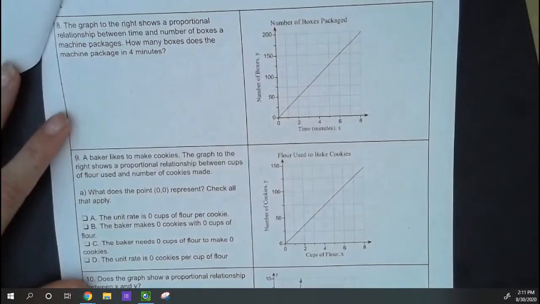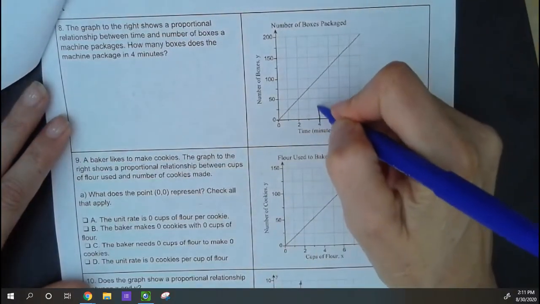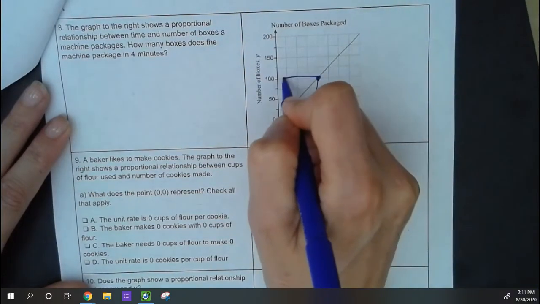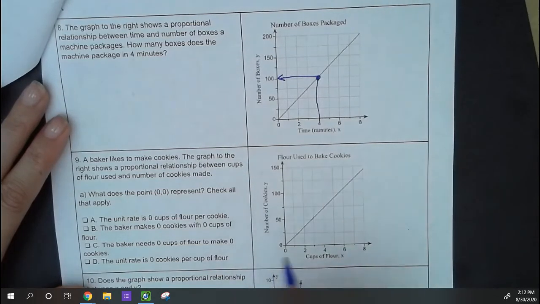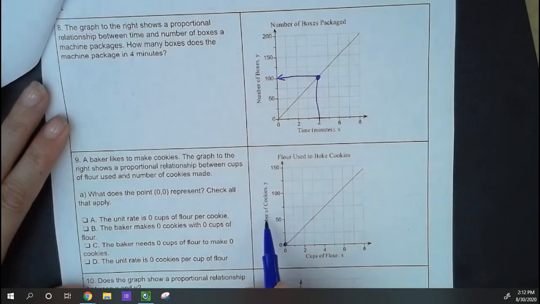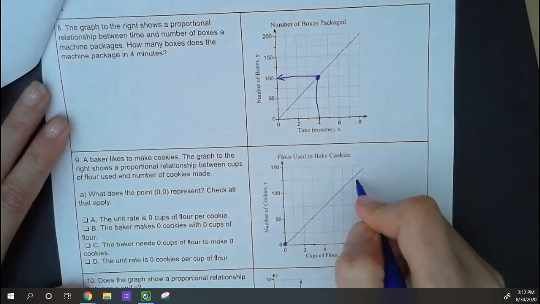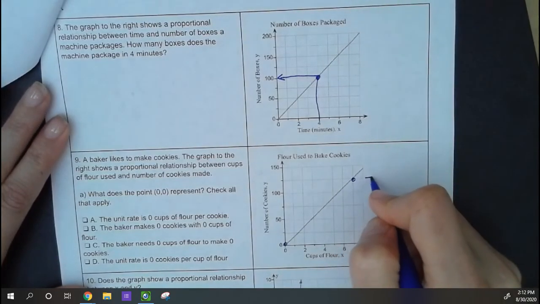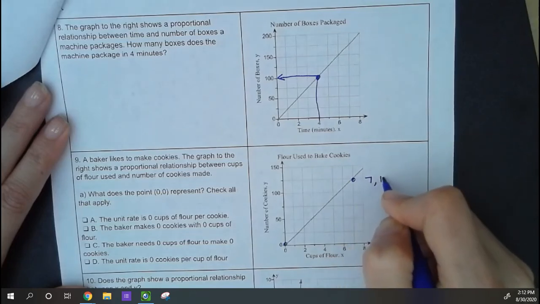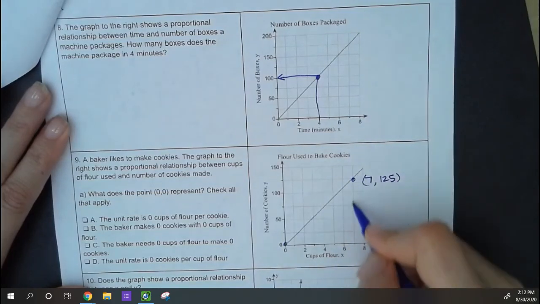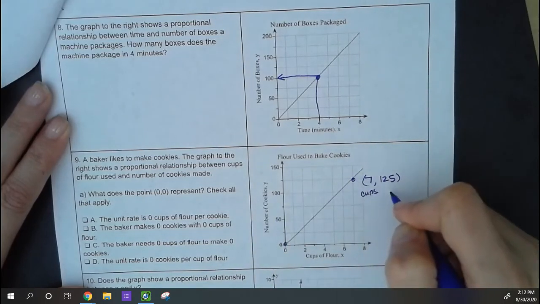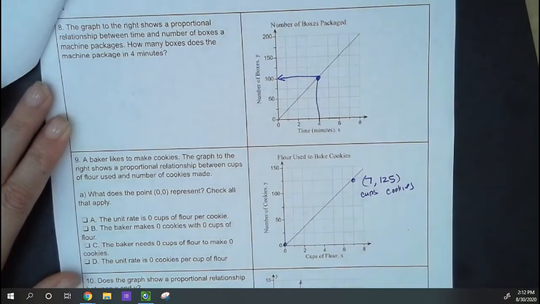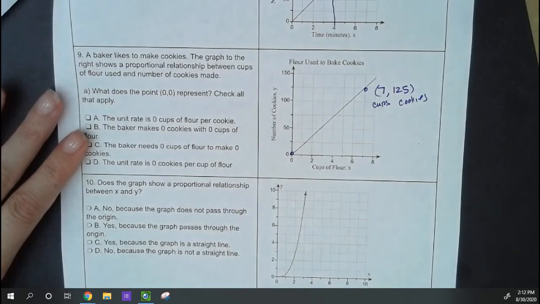So let's see. How many would he bake in 4 minutes? You'd go up on the graph and then you'd look over to answer that question. Go up to where it hits the graph. What does the point 0, 0 represent? Well, for 0 cups of flour, you're going to get 0 cookies. Okay, so what does the point, maybe this one right here, represent? That represents 7 and 125. So that point there would represent 7 cups of flour gives you 125 cookies. This is cups and this is cookies. And then this one here, you're going to look back at your notes to figure out if that is proportional or not.